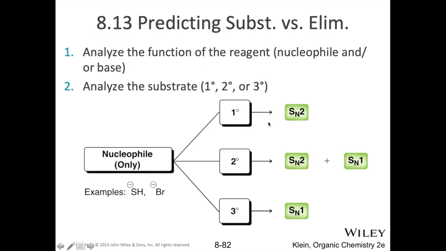So that's something to keep in mind here. Looking at your substrate, which pathway are you going to go down? It's definitely going to be a nucleophilic substitution. The question is, is it going to be SN2 or SN1?